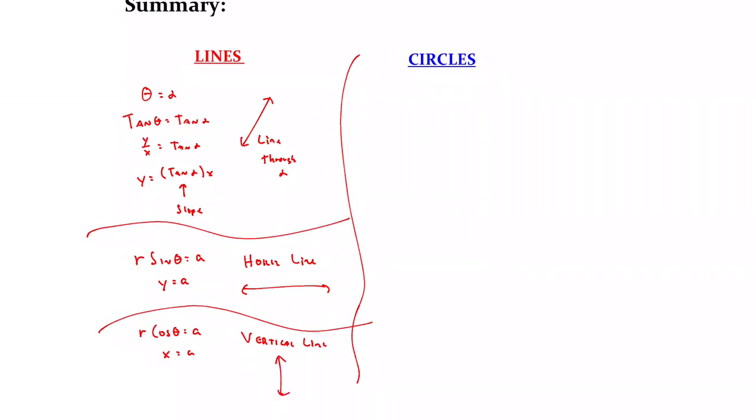And so those are really the three different types of lines in terms of what your equation would look like in polar form to start, and then converting it to rectangular form.